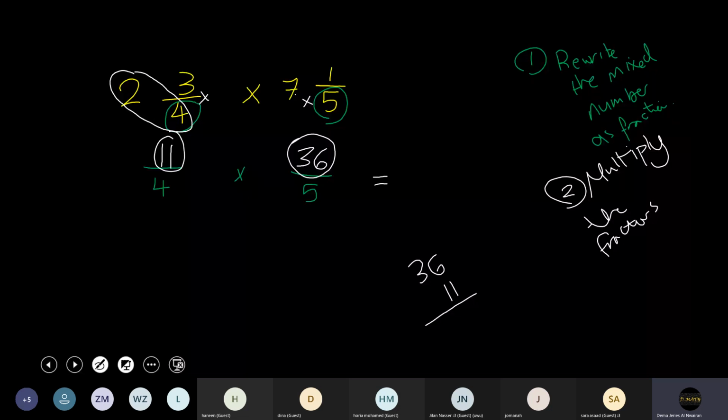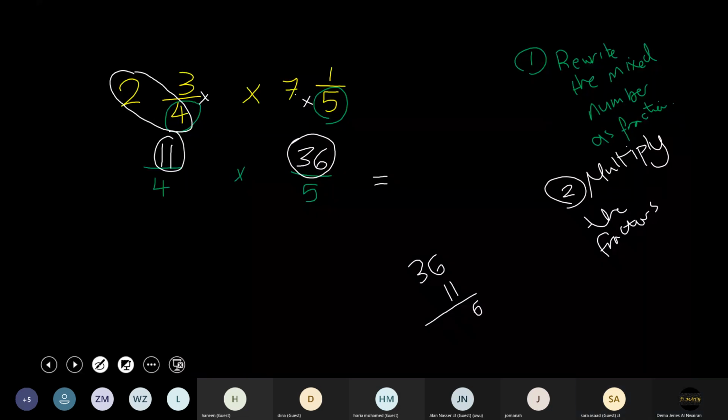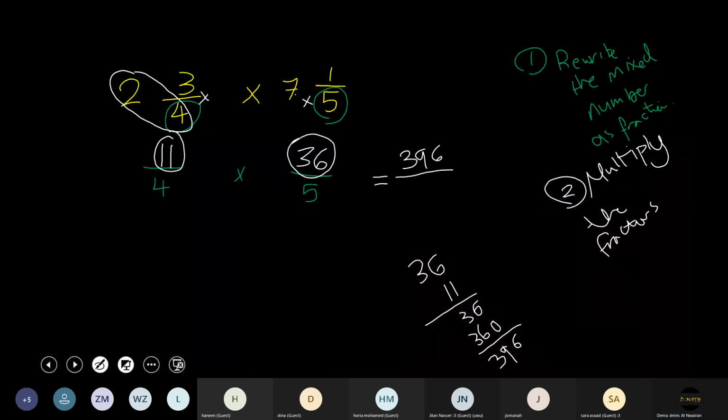1 times 6 is 6. 1 times 3 is 3. 0. 1 times 6 is 6. And 1 times 3 is 3. So it will be 396 over what? What's the next step? You have to multiply 4 multiplied by 5. Good job. You multiply 4 times 5, which is 20.